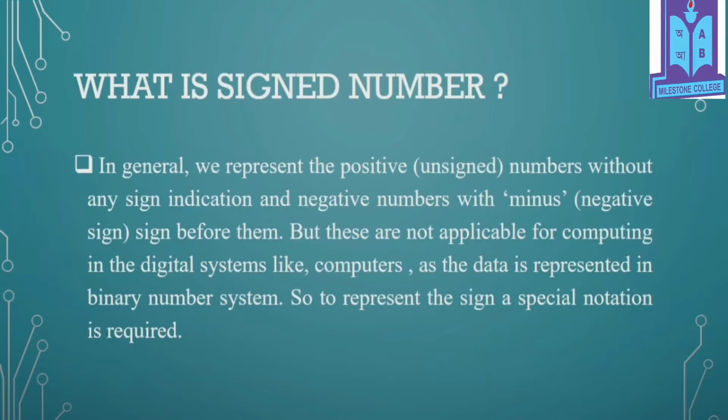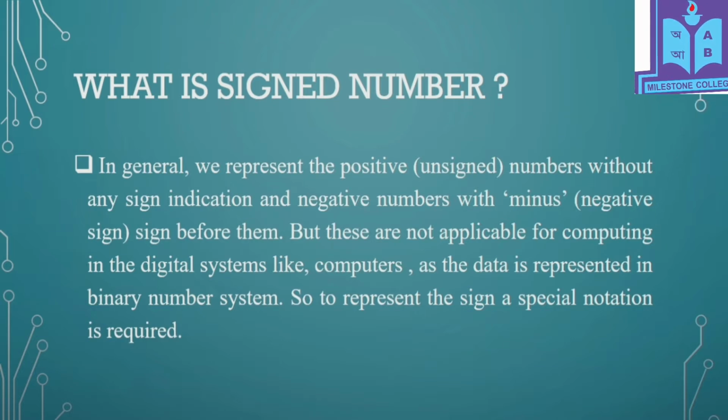In general, we represent positive unsigned numbers without any sign indication and negative numbers with a minus sign before them. But this is not applicable for computing in digital systems like computers or other logical devices. As data is represented in the binary number system, a special notation is required to represent the sign. This is called signed number, when we represent a number with a sign, positive or negative, included.